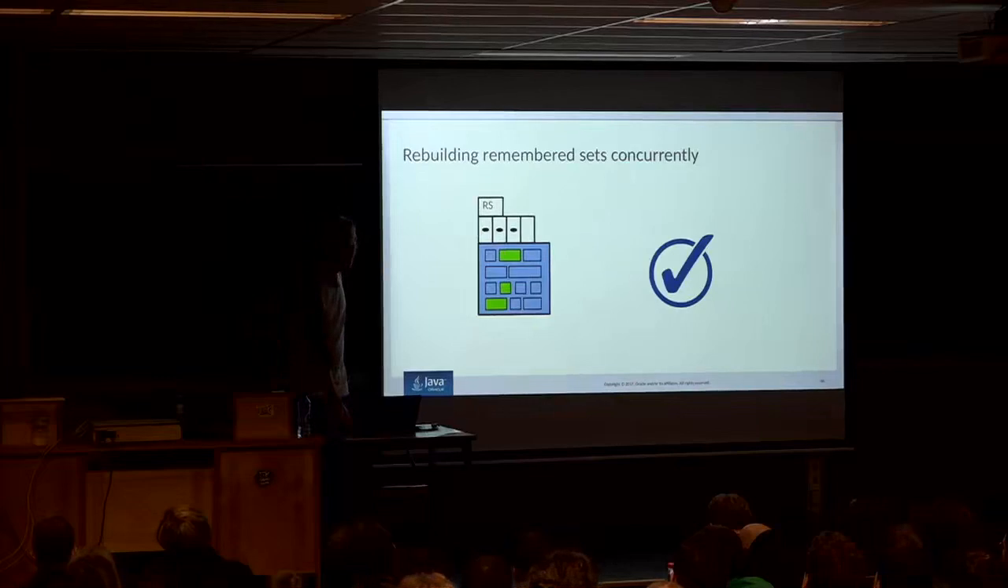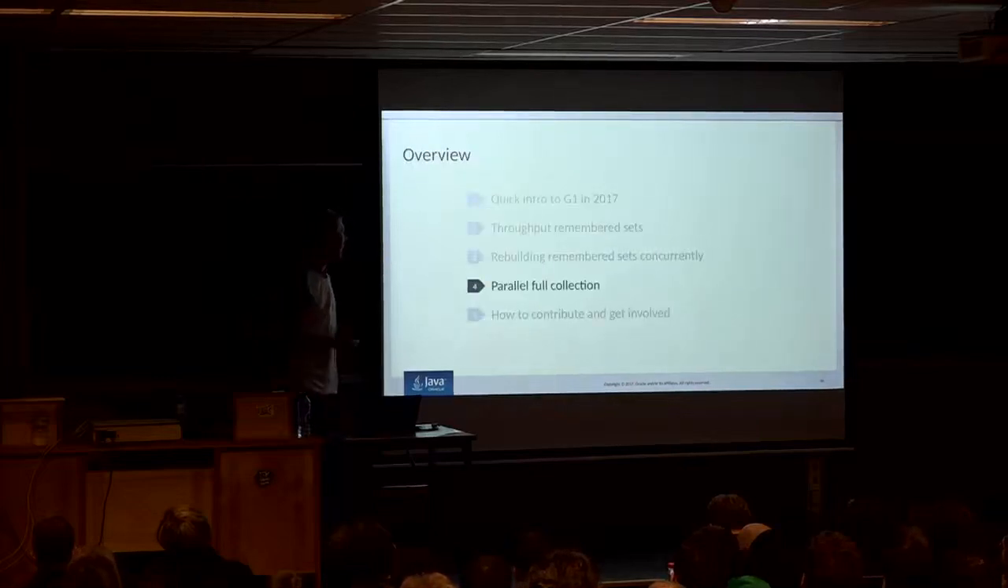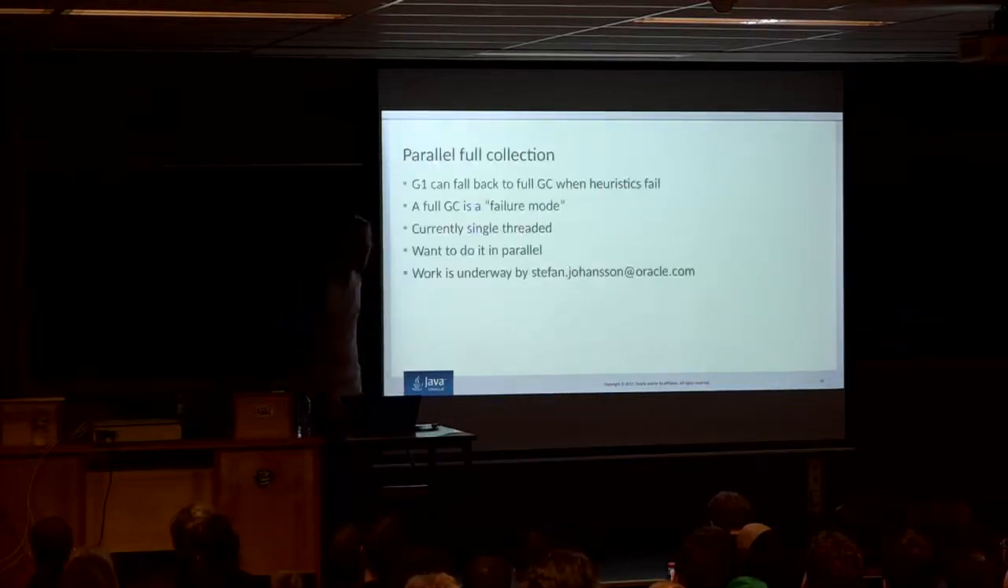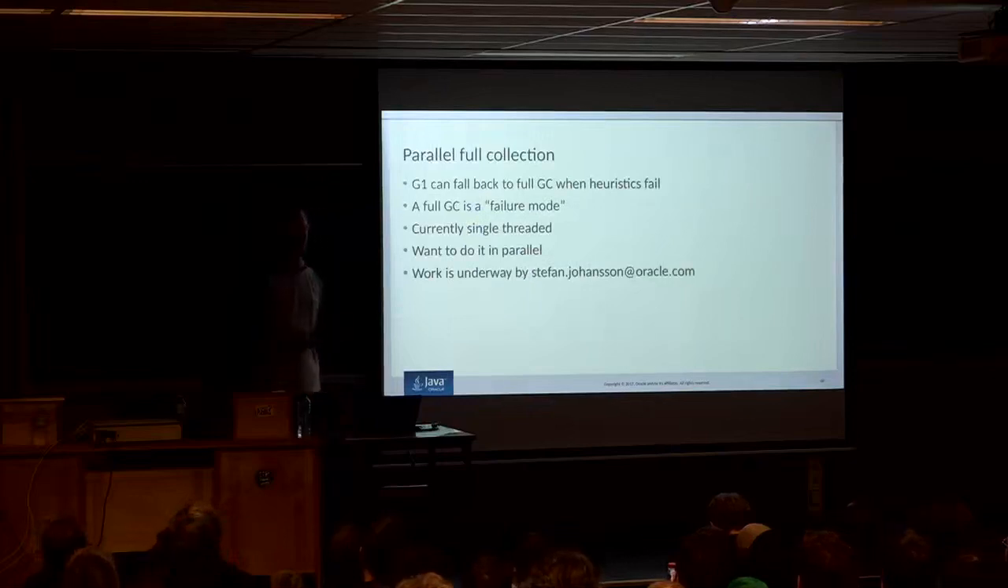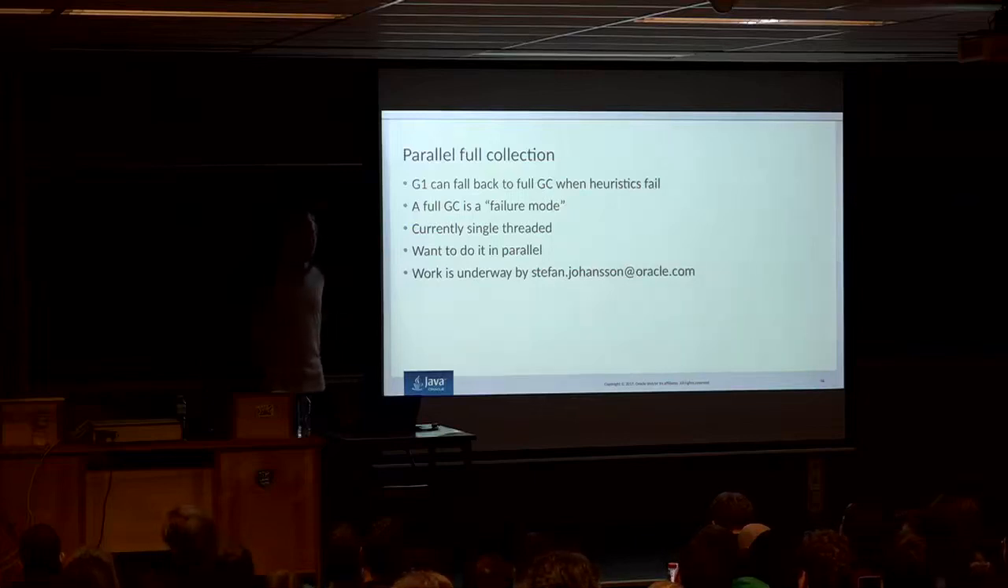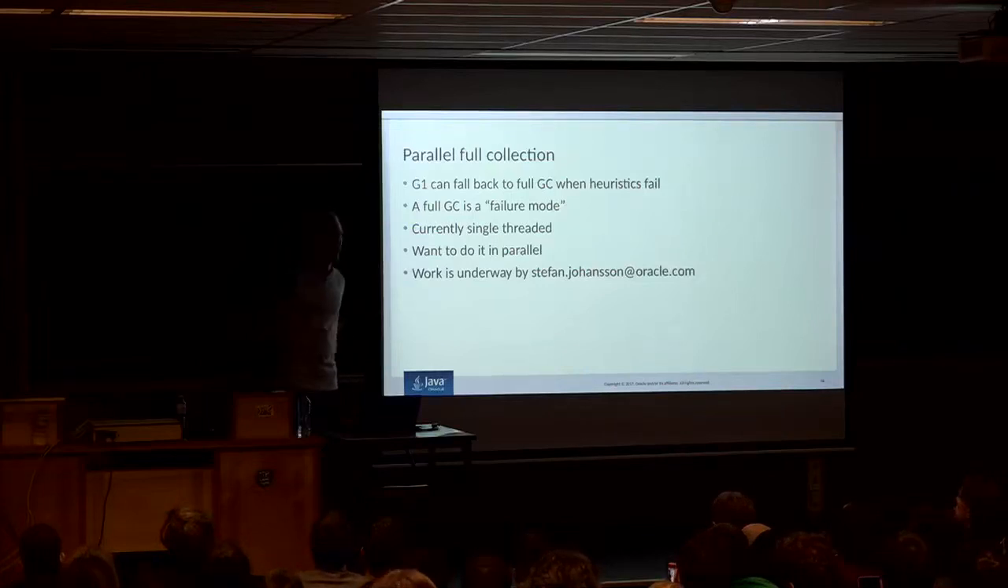And then we will look quickly at a slightly more straightforward idea, which is the last one: parallel full collection. G1 can fall back to a full GC when the heuristics fail. A full GC is in G1 considered a failure mode. We don't want a full GC to happen. It shouldn't have to happen if the heuristics are working correctly, but it can happen. It is currently single-threaded, and that is, of course, really bad for performance. So we just want to rewrite it in parallel and have it be faster when the heuristics do fail.